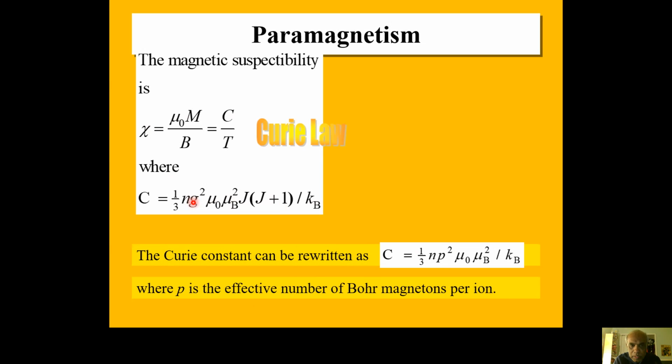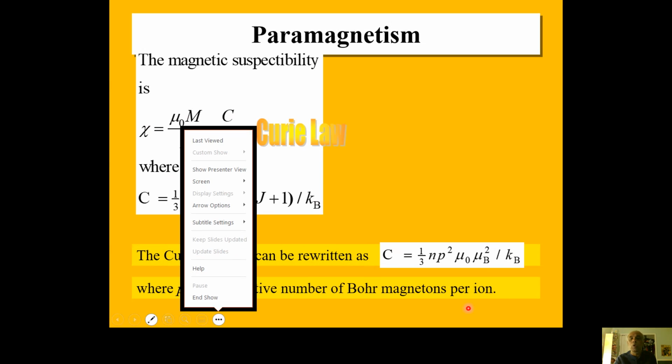Yeah, so this is P. You can write this function, right? J plus 1, G. So P is basically, 1/3 is already there. P means G squared, so P squared means G squared J(J plus 1). Because you can see the rest are all in here. So that is nothing but the effective number of Bohr magnetons per ion.